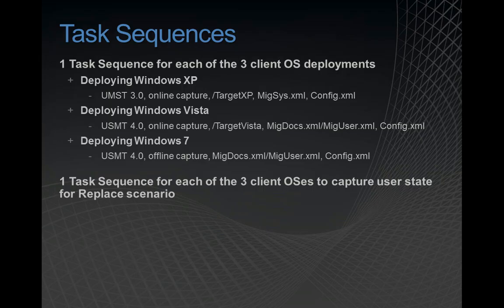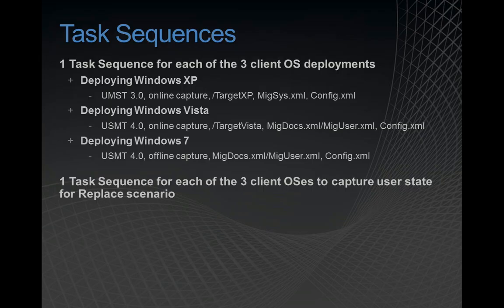For Windows XP, we always have to use the user state migration tool version 3.0 for both the state capture and the state restore, which must be performed online while in the full Windows XP operating system. Using the target XP switch optimizes the scan state process and captures additional system settings that are specific to Windows XP. So ideally, we should be using this switch to minimize the amount of work scan state has to do and the time it takes to do it, while not risking something not getting captured that should.